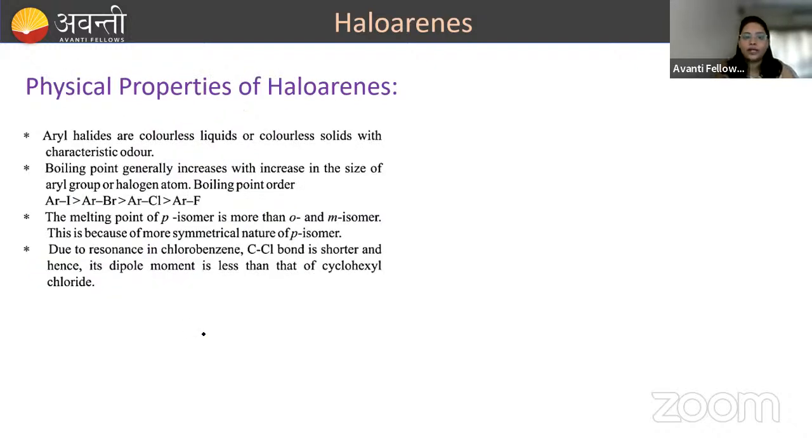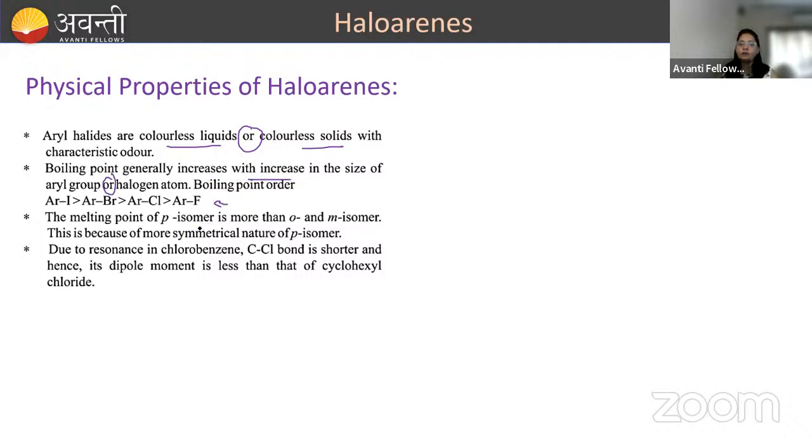What are the physical properties of these haloarenes? So when we talk about the physical properties of these given compounds, aryl halides are colorless liquids, and these are what? Colorless solids. They have a very characteristic odor; they are aromatic compounds, so they should have aroma in them. Boiling point generally increases with increase in the size of the aryl group or halogen atom. So the boiling point is in the order like this.